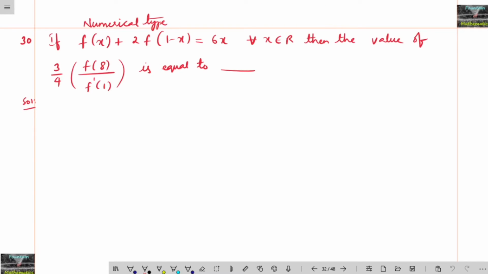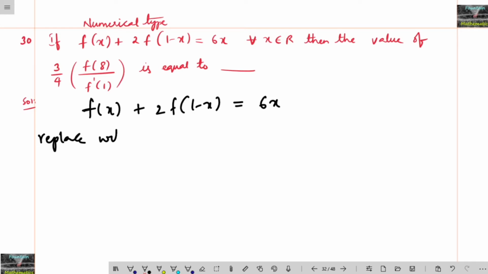F of x plus 2 times f of 1 minus x is equal to 6x for all x belongs to R, then the value of 3 upon 4 times of f of 8 divided by f dash of 1. So this is the same regular process, replacing x with 1 minus x. Such type of questions we have to remember these models. Since f of x plus 2 times f of 1 minus x is equal to 6x, replace x as 1 minus x, and let's take this as the first equation.